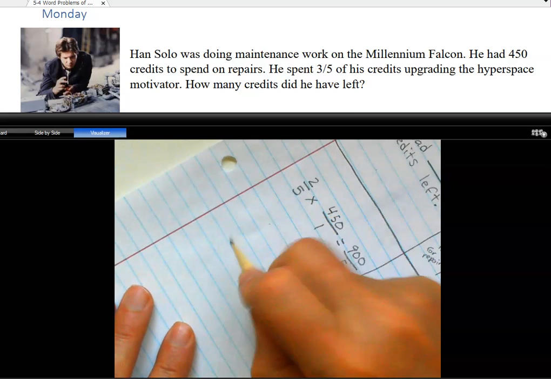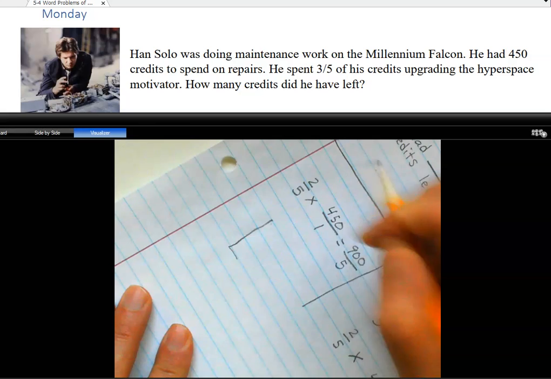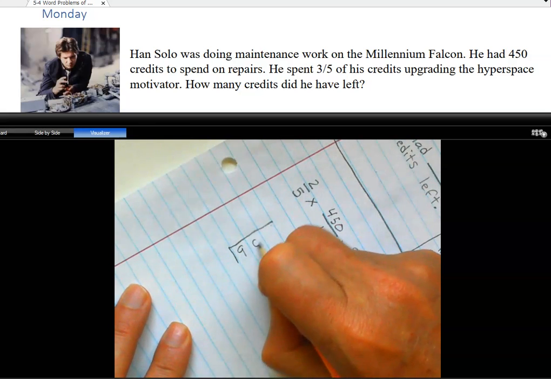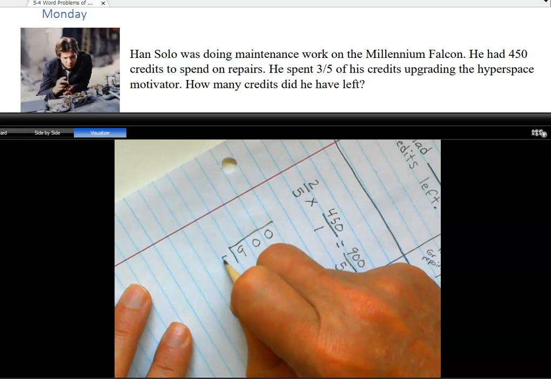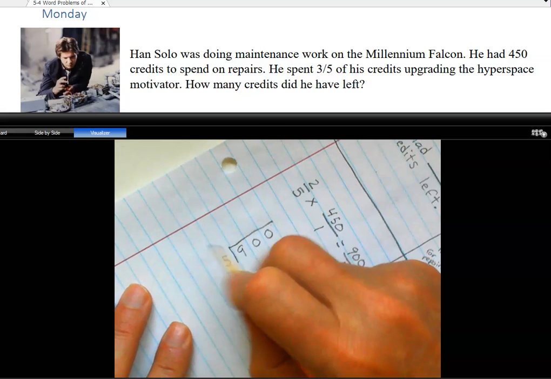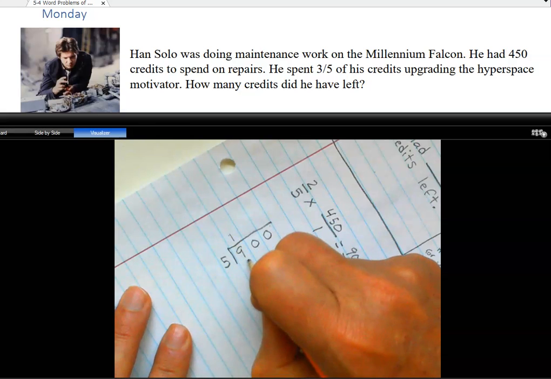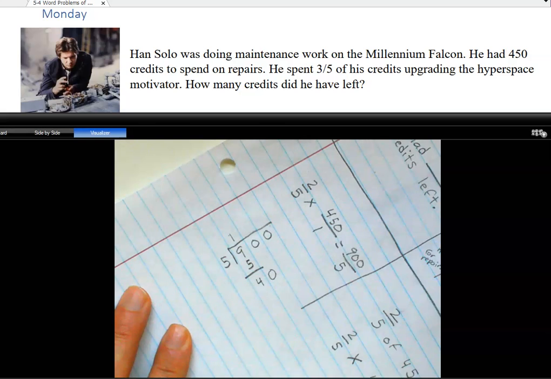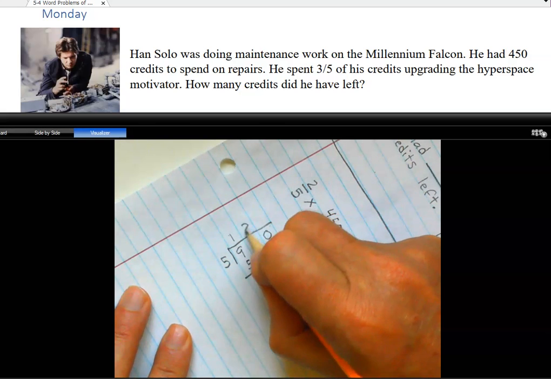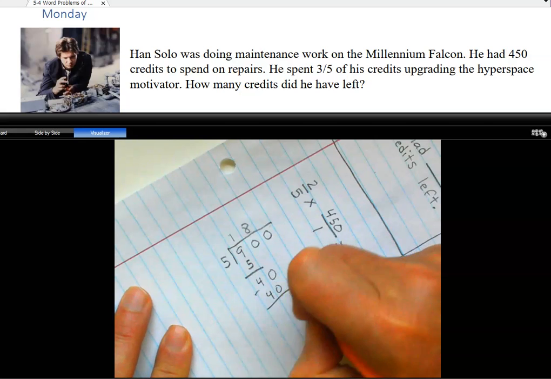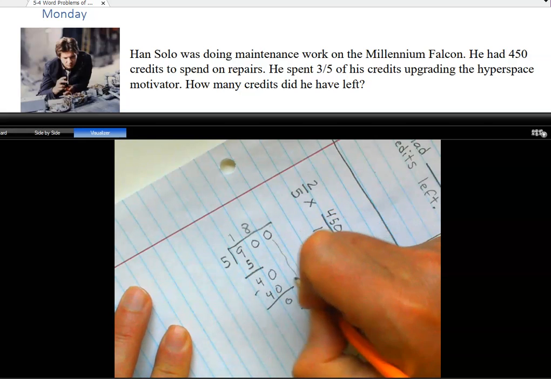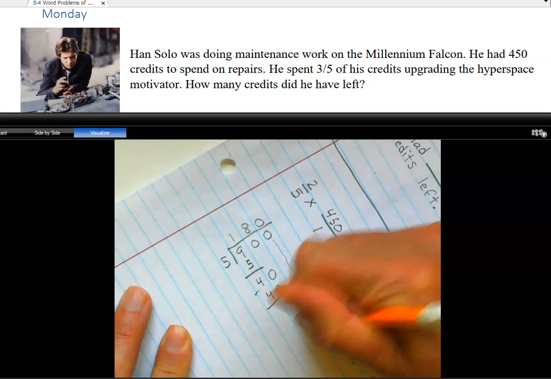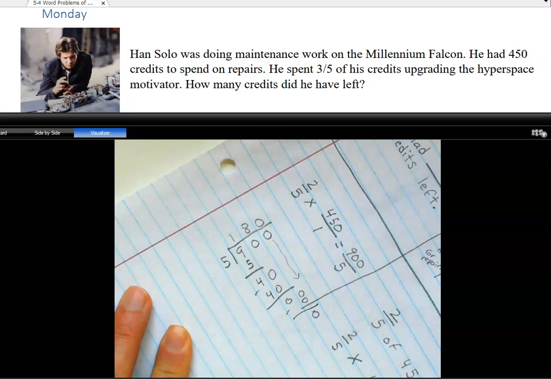A lot of you are real eagle eyes and noticed that I was slacking on going sideways. I always want to do that to keep my numbers orderly, especially when I'm dividing where I might go into longer division. So 5 times 1 is 5. 9 minus 5 is 4. Drop down the 0. I've got 5 times 8 equals 40. I have a 0, so I'm going to drop down the other 0. 5 times 0 is 0. And I don't have a remainder.